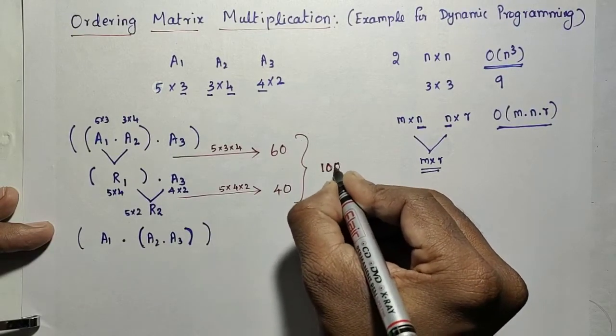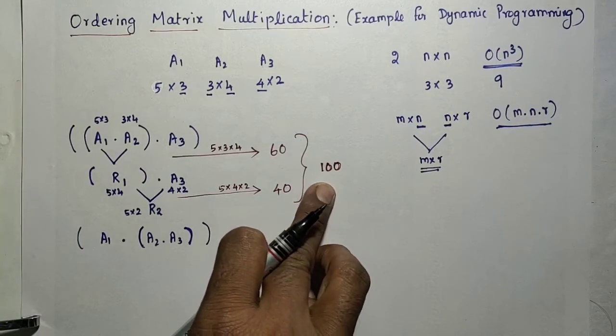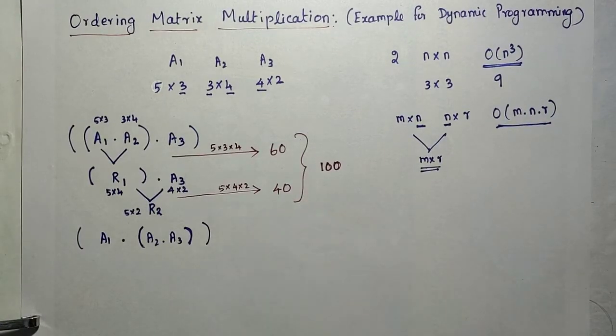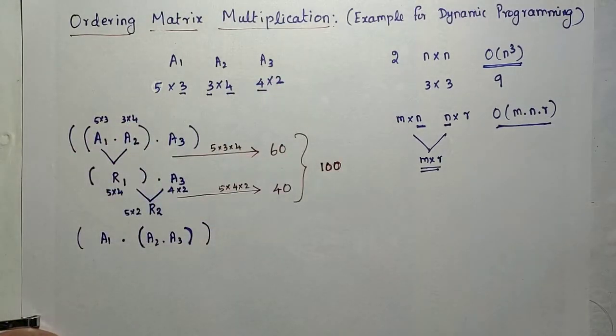If you are following this order, we will get the result in 100 multiplications. We need to do those 100 multiplications. It means that is the time complexity. Suppose you follow this other order, we are going to obtain the same result.